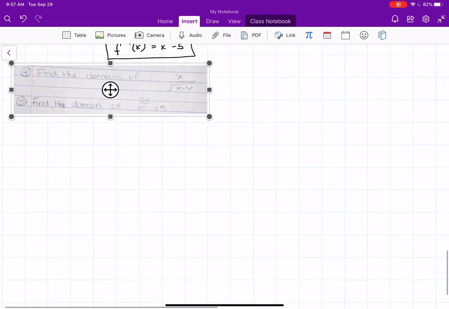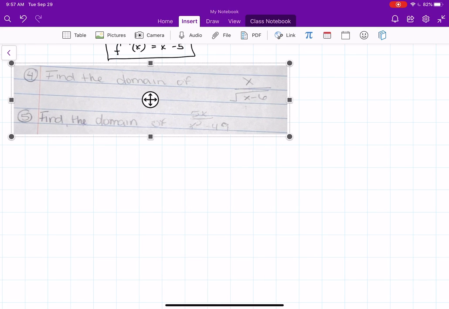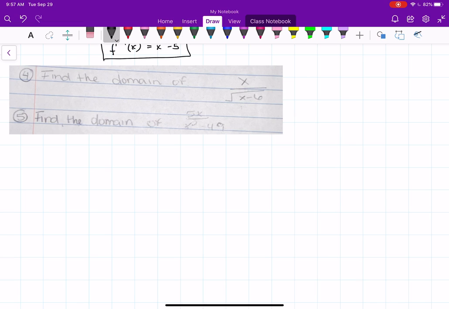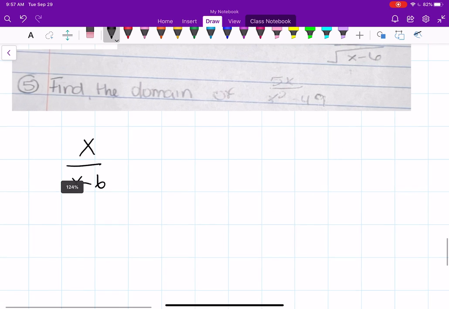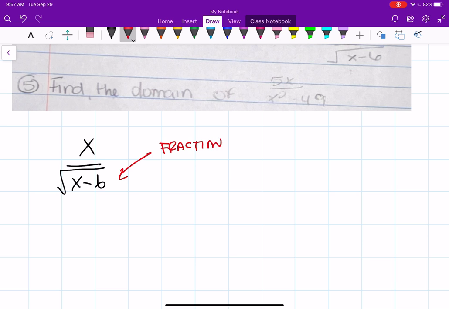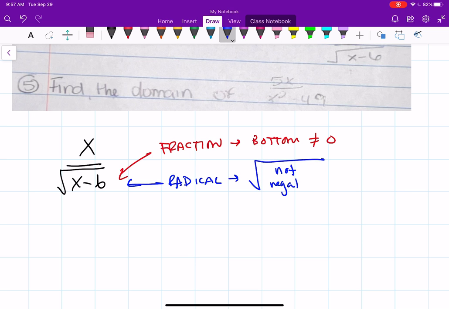With the domain, the nice part is that you're basically asking yourself, what can you not have, right? So I love this problem here, x over the square root of x minus 6. This tells me two things. Number one, as a fraction, the bottom can't equal 0. But at the same time, I also have a radical, or a square root. So under the radical, it can't be negative.